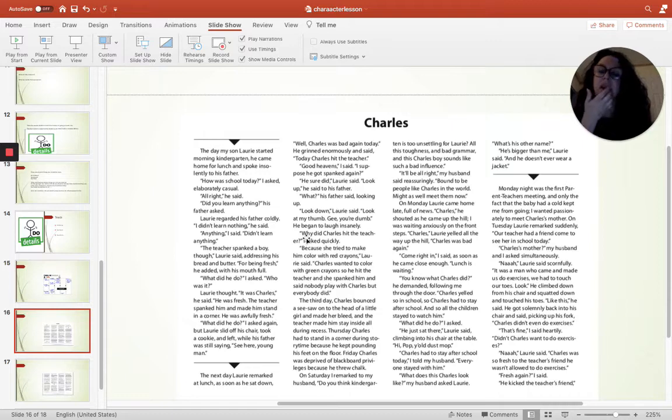I'm going to focus on one character, and the character that I'm going to choose to focus on is Lori. And Lori is a boy. I know it sounds like a girl's name, but it is a boy. It's an old story. And I know it's a boy because in the first couple lines it says, the day my son, Lori, started morning kindergarten. So right there tells me it's a boy. So I'm going to look at Lori, and I'm going to track what he does: his physical actions, his decisions, and reactions.